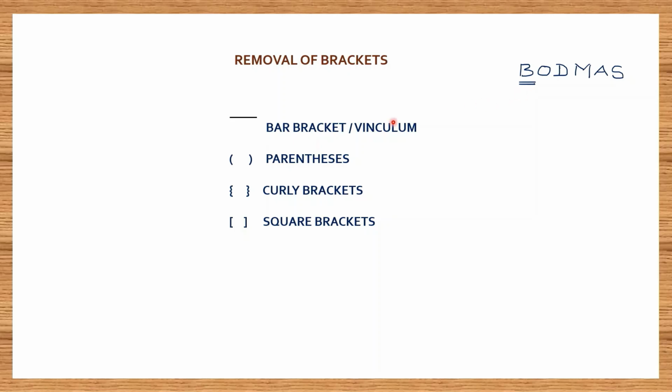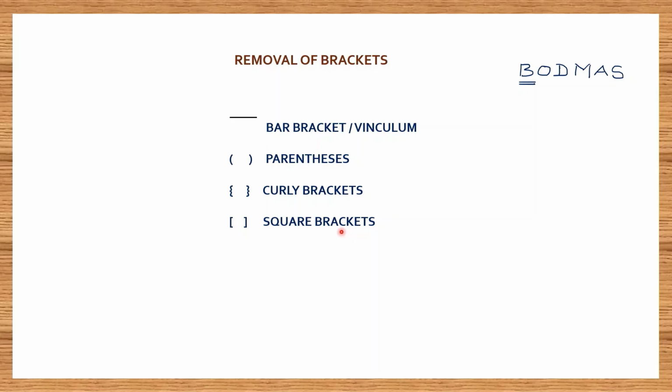Now there are different types of brackets. The first one is a line that is drawn above certain numbers, and that is called the bar bracket, or the vinculum. We commonly refer to it as the bar bracket. Then you have the common ones, which we commonly use, called the parentheses. Then we have the curly brackets, and then the square brackets. So if you have brackets in your question, this is the order to follow: the bar brackets, the common, the curly, and the square brackets. The names are given here. So we follow this particular order when we remove brackets.